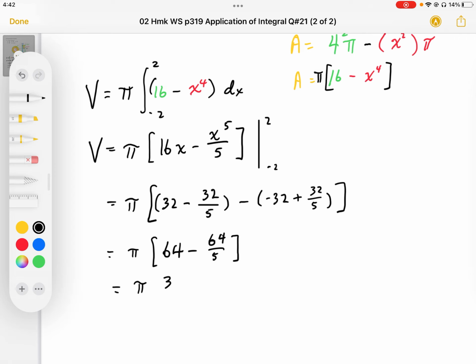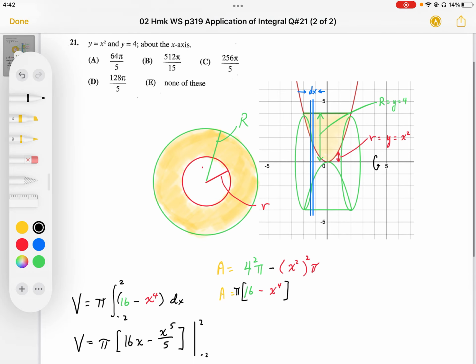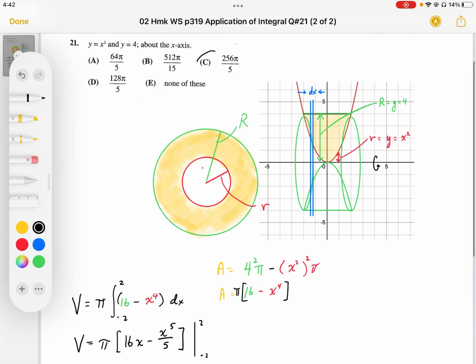So I end up with 320 minus 64, which is going to give me 256 pi over 5, and that's going to be units cubed. So taking a look at my answers here, it's going to end up being 256 pi over 5, so the answer is C.